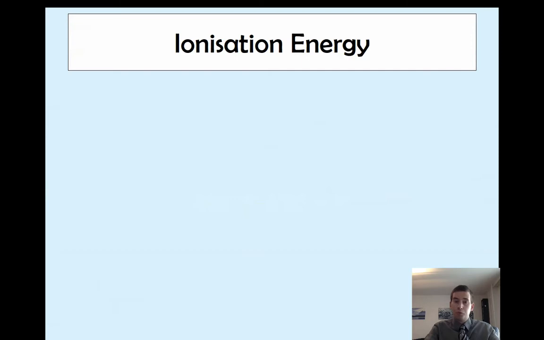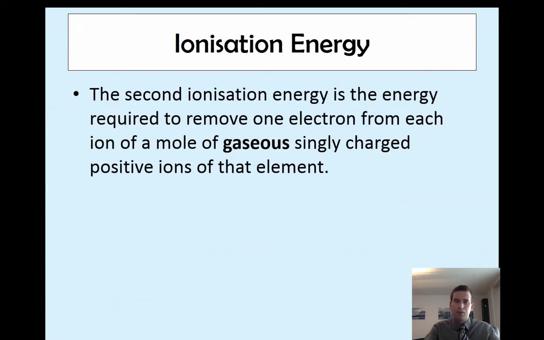Now once you've removed one electron, you could potentially remove a second. So the second ionization energy is the energy required to remove one electron from each ion in a mole of gaseous singly charged positive ions of that element. Quite a mouthful. But what does this mean? It means you're starting with your A+, your singly charged positive ion, and you're removing a second electron.